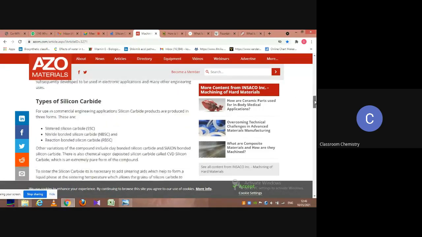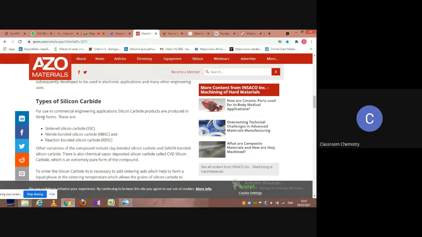ओके, the next point to be remembered is the types of silicon carbide. ओके, कुठले कुठले सिलिकॉनचे टाइप आहे सिलिकॉन कार्बाइडचे ते तुम्हाला माहित पाहिजे. So for commercial engineering applications, silicon carbide products are produced in three forms. वेगवेगळे ऍप्लिकेशन असते त्यामुळे आपल्याला वेगवेगळ्या फॉर्म मध्ये बनवावं लागतं. द फर्स्ट वन इज द सिंटर्ड सिलिकॉन कार्बाइड, SSC. Next one is the nitride bonded silicon carbide, and third one is the reaction bonded silicon carbide.